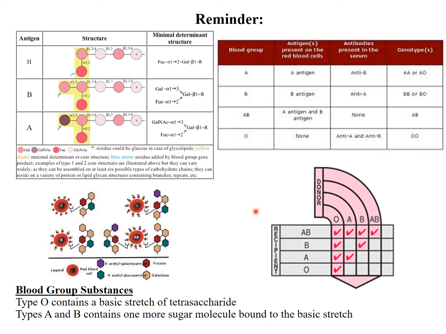Now, I just wanted to remind you of this one. I am actually an OO. My phenotype is OO, so I cannot get blood from anybody but another O, but I can give blood to everybody. Good for me.